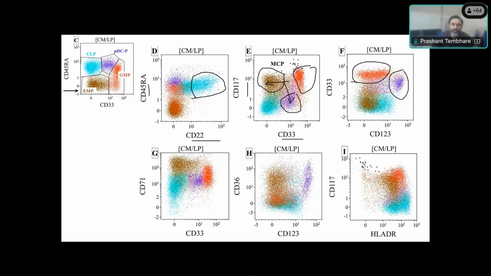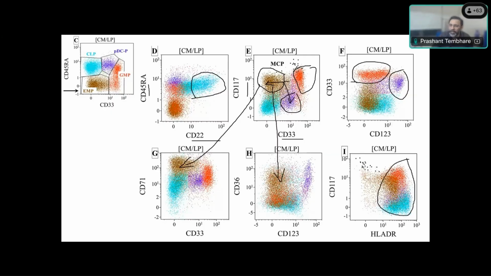Okay. Erythroid precursor also shows bright CD71 expression. They also show CD36 expression, which is erythroid precursor, right? And they also have HLA-DR. So you can see even erythroid, myeloid, all precursors are HLA-DR positive.